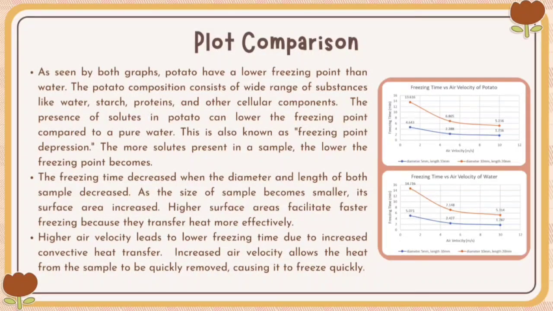Also, from this graph, we can see the freezing time decreases when the diameter and length of both samples decrease. As the size of the sample becomes smaller, its surface area increases. A higher surface area facilitates faster freezing because it transfers heat more effectively. Moreover, from this graph, we can see that higher air velocity leads to lower freezing time due to increased convective heat transfer. An increased air velocity allows the heat from the sample to be quickly removed, causing it to freeze quickly.